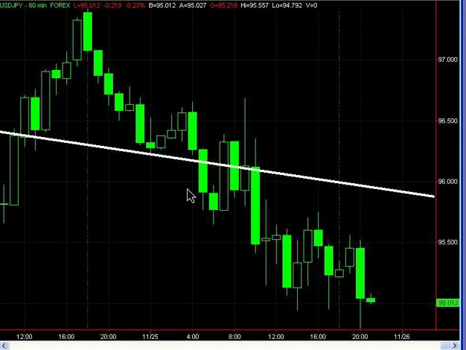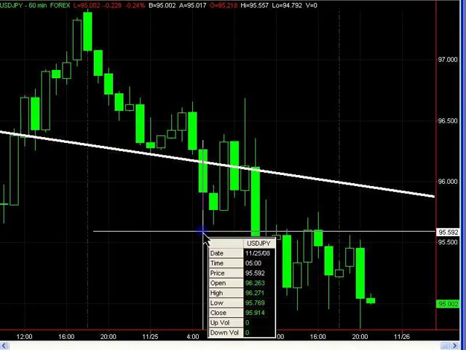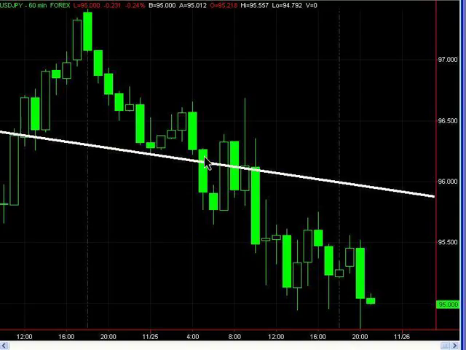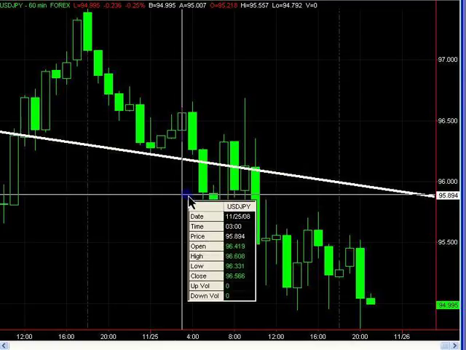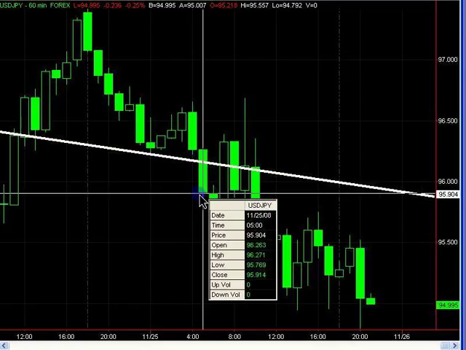So what did I do? I initially set a 50-pip stop. I believe my entry was 96.30 and a 50-pip stop at 95.80. But what I did is I wanted to wait for this candle to close here to see if prices can get back above that resistance line. They did not, and I exited on the close of this candle right here.